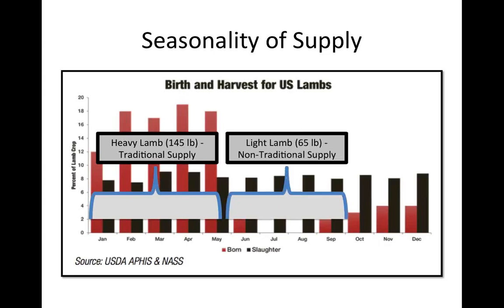And then there's also a light lamb or a non-traditional supply. So in Texas, we supply a lot of light slaughter lambs going into the non-traditional market, and the ideal lamb weight, live weight, is around 65, maybe 80 pounds. So because they're harvested at such a smaller size, they're also harvested at a much younger age. So the non-traditional supply, the majority of those lambs are making it to market in the summer months.